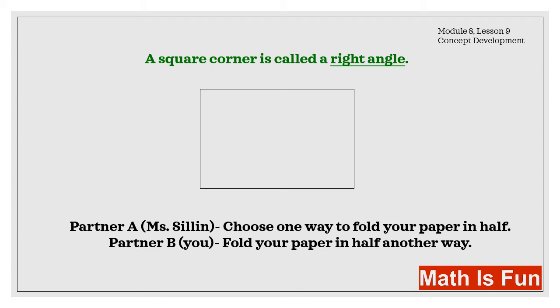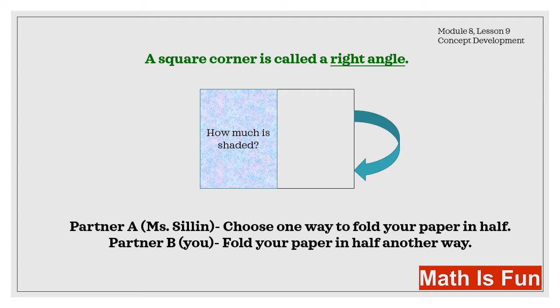Now we are ready to fold our rectangle. I am going to choose one way to fold my paper in half, and then you are going to fold your paper in half another way. So it has to be different than my way. I am going to keep my paper horizontal, and then I'm going to fold one side over to the other, and once they are touching, I know that I have folded it in half equally. When I open my paper back up, this is what it looks like. So the dotted line is my folded line.